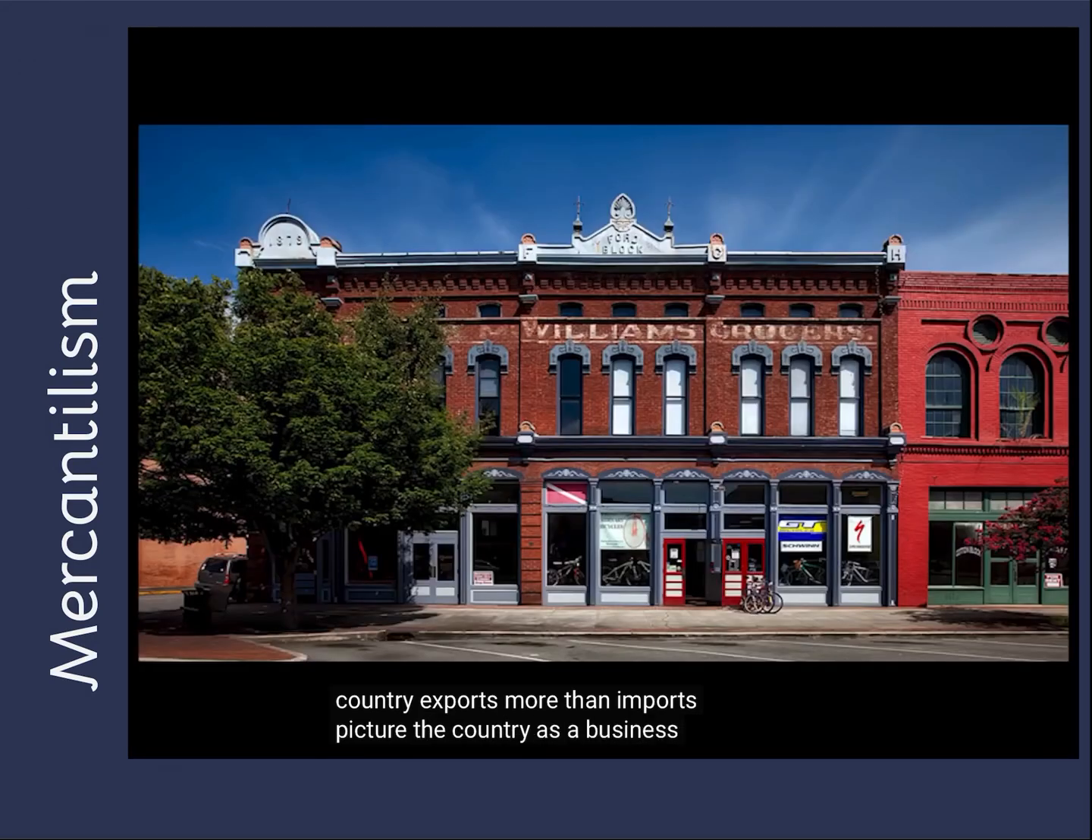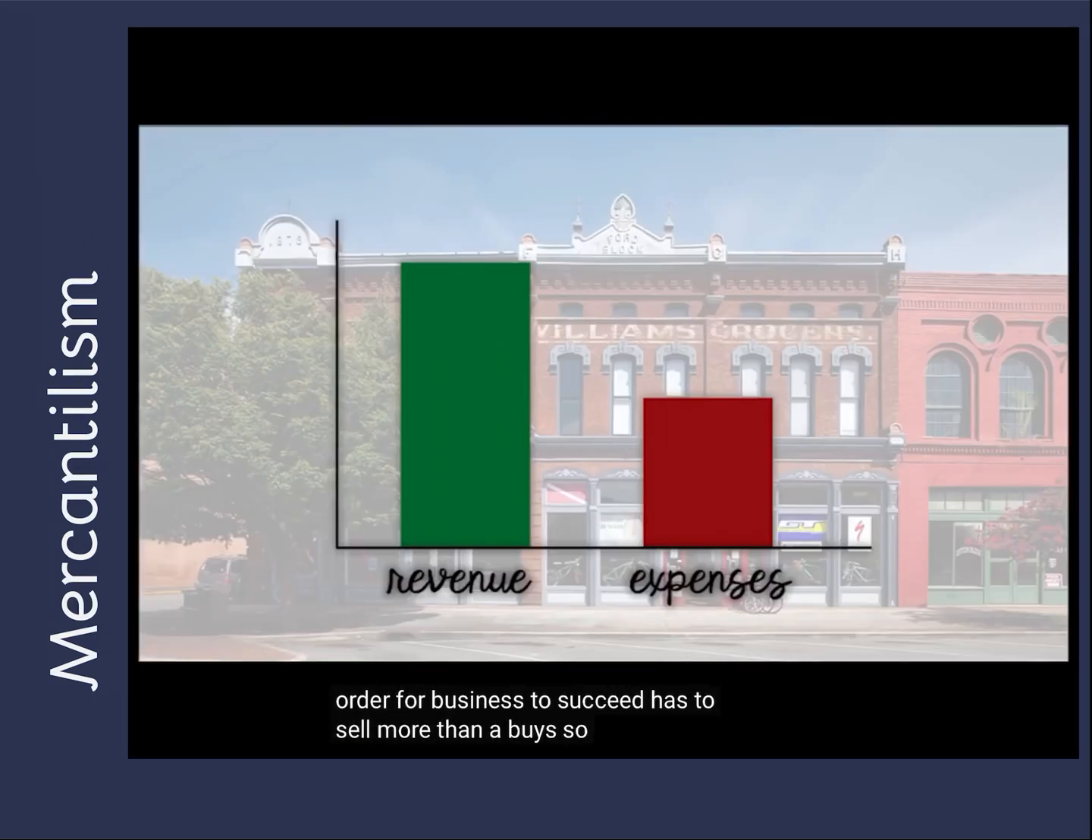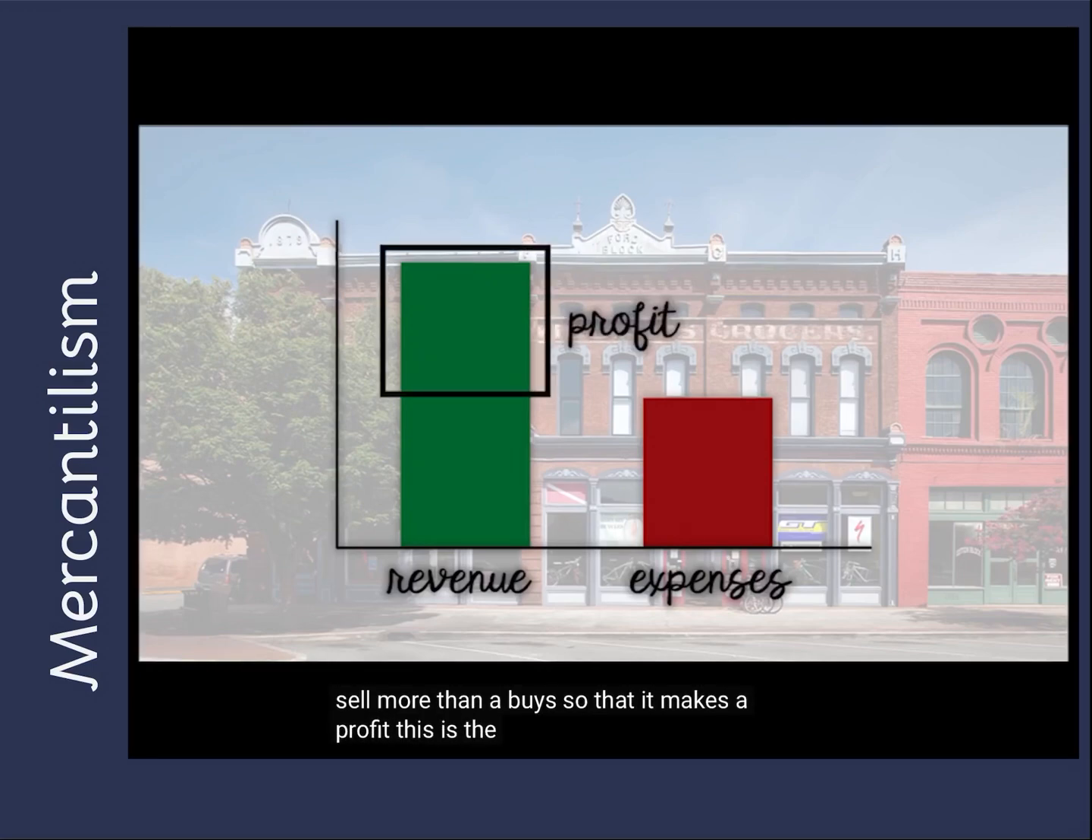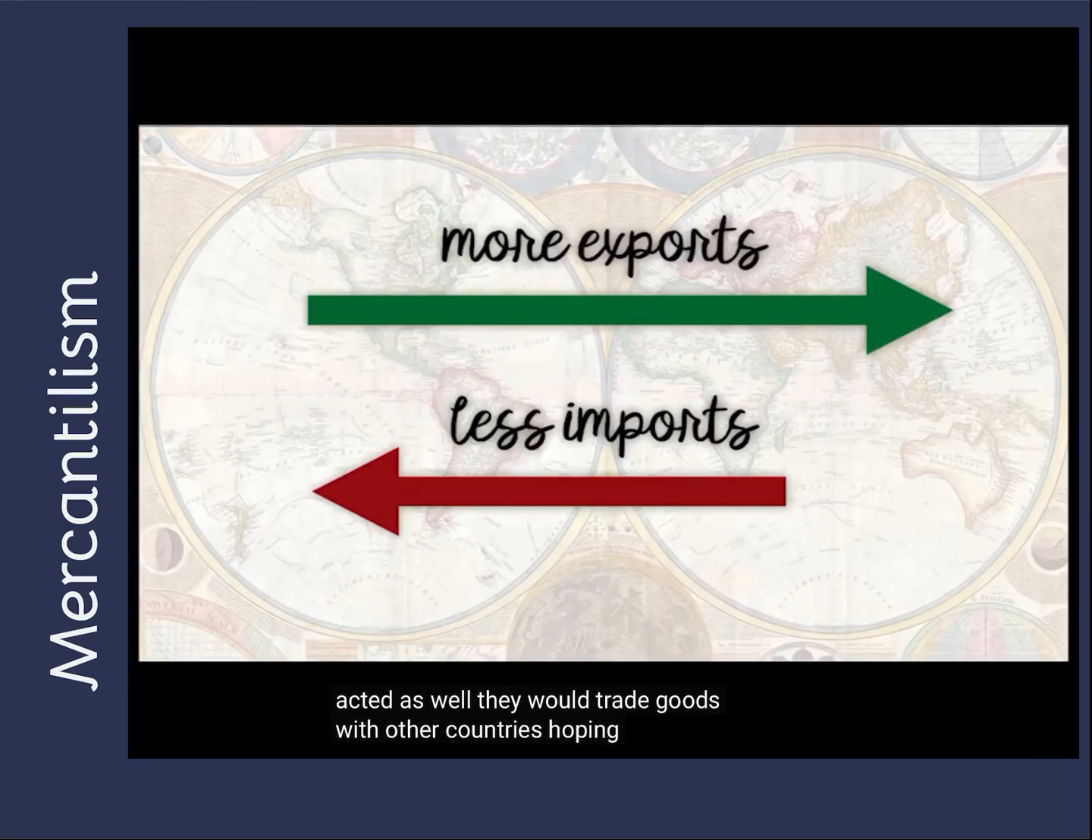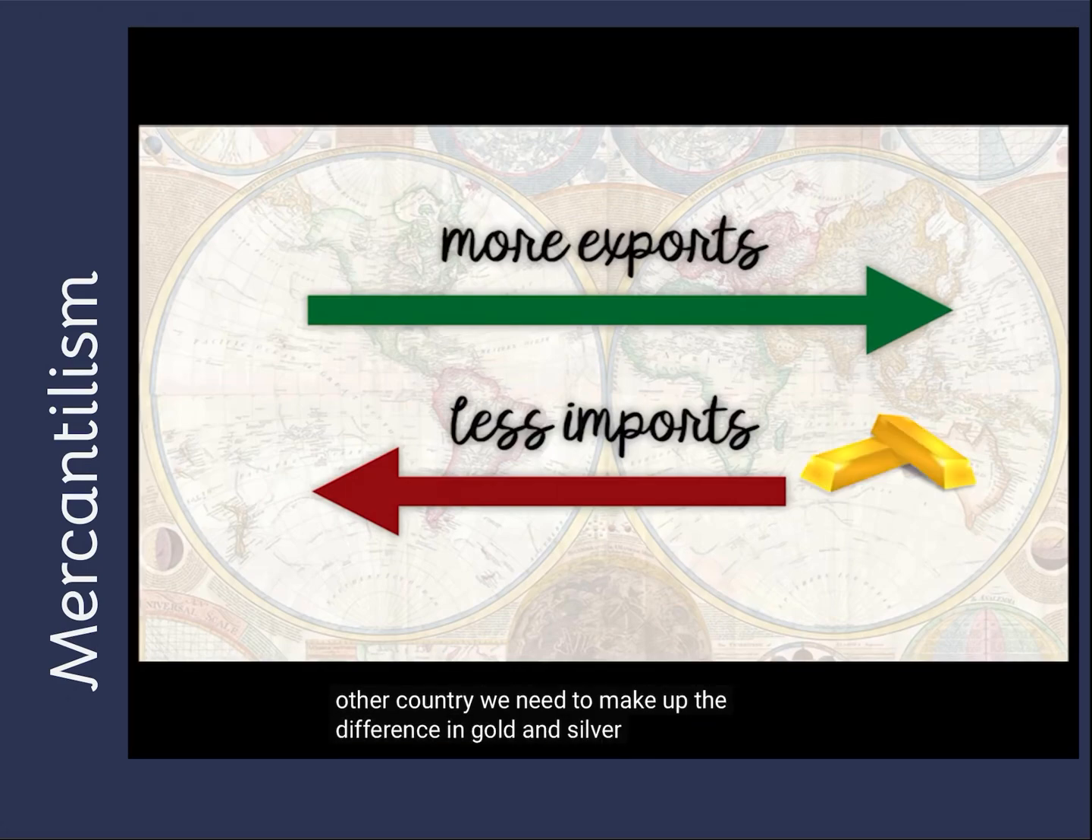Picture the country as a business. In order for a business to succeed, it has to sell more than it buys so that it makes a profit. This is the same way countries acted as well. They would trade goods with other countries, hoping to export more than they imported. If they did, the other country would need to make up the difference in gold and silver.